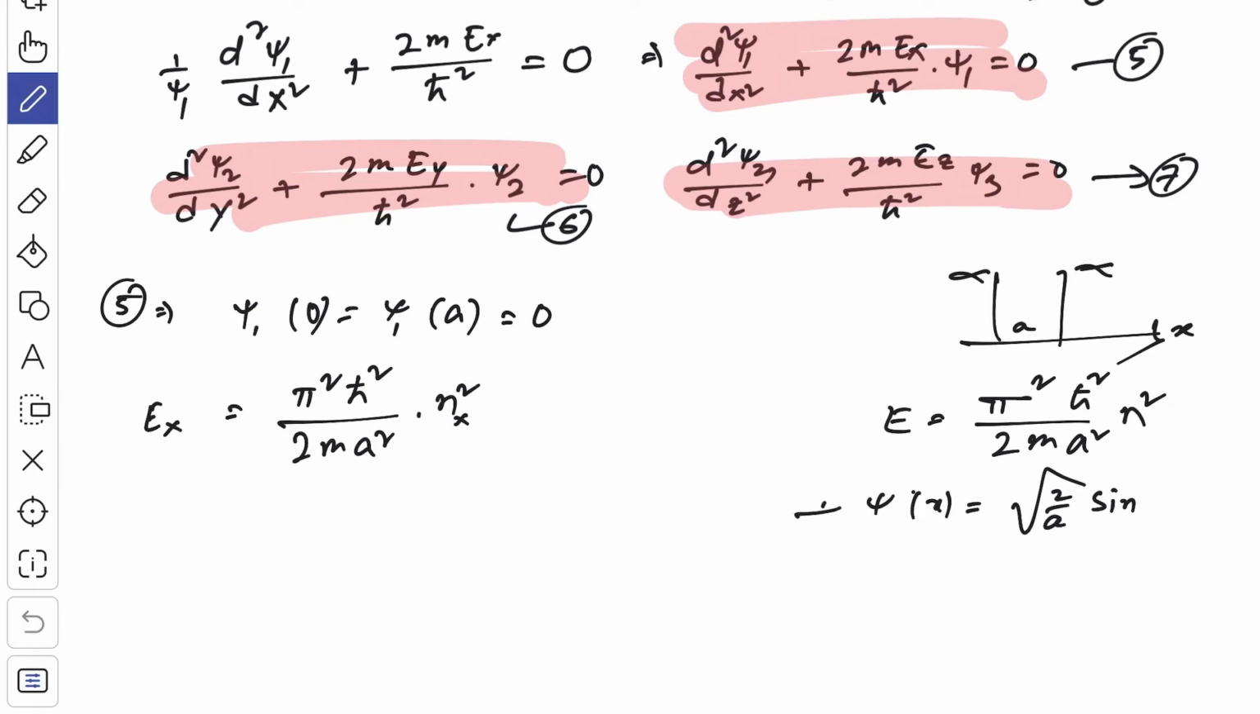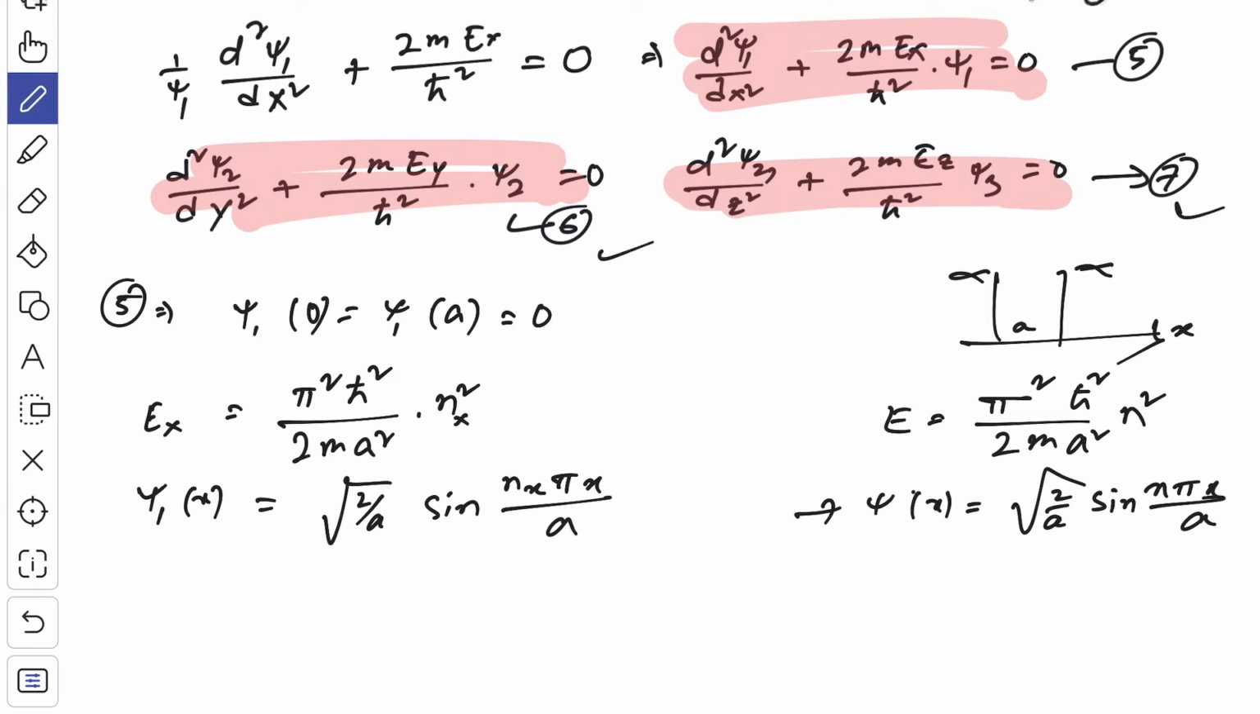So we have got that normalized wave function in 1D box, psi of x is root over 2 by a sine n pi x by a, that's what we have got. So here psi 1 of x will be equal to root over 2 by a sine nx pi x by a, that's what we will get. So similarly, applying boundary conditions in 6 and 7, okay.